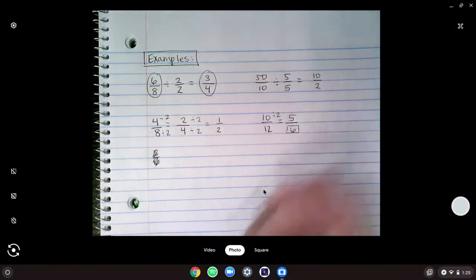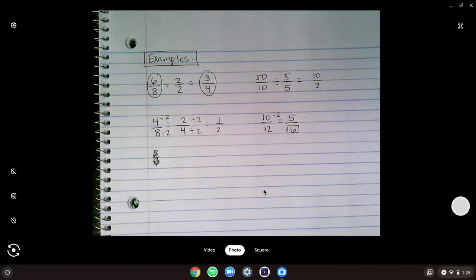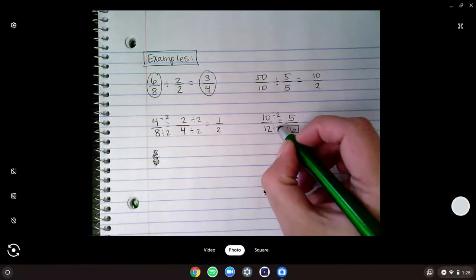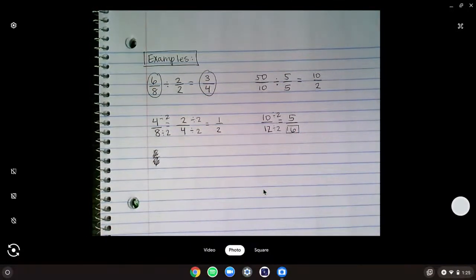We know we can do 10 divided by 2. I can also use 12 and 2 together. Oh, that's right. That's it. I'm leaving the door open. So I get 5, 6.